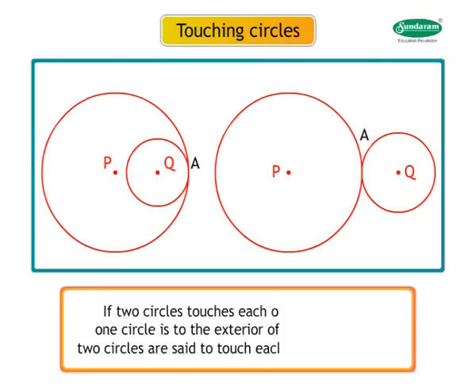If two circles touch each other such that one circle is in the exterior of the other, then the two circles are said to touch each other externally. Here, circles with center P and Q touch each other externally at point A.